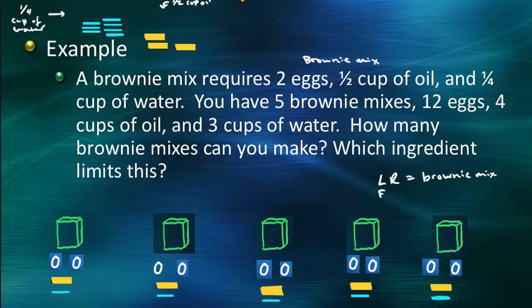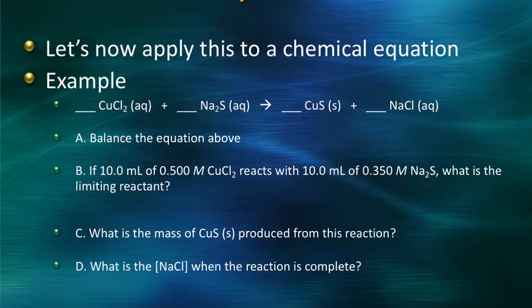And then we could say that the excess reactants are everything else. I have excess water, excess oil, and excess eggs. I've got all of that left over here. The one thing that determined how many I could make total was my boxes of brownie mix. I only had 5 of them. So we're going to do something similar here with chemicals and stoichiometry in just a moment to see how much of a product we can actually make. Okay, so let's apply this to a chemical equation.